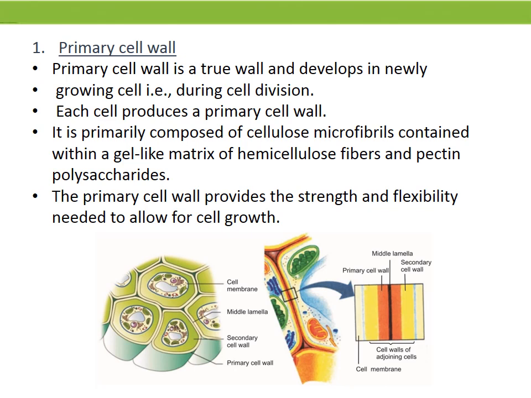The primary cell wall provides the strength and flexibility needed to allow for cell growth. The characteristic features of the primary cell wall are they are found in all plants, elastic in nature, and range from 1 to 3 micrometer in thickness. Fibrils are loosely arranged and elongate over time.